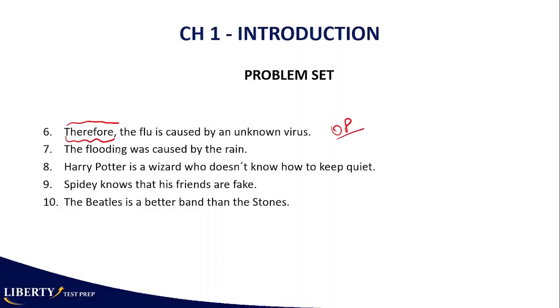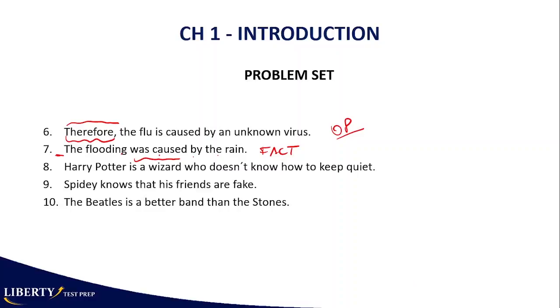Number 7, the flooding was caused by the rain. This looks like a fact. If you had, for example, "therefore the flooding was caused by the rain," that would look like an opinion, but in this case, you don't have any keywords. It just looks like a sentence, a fact, something that has happened. It's in the past, so it looks like a fact.